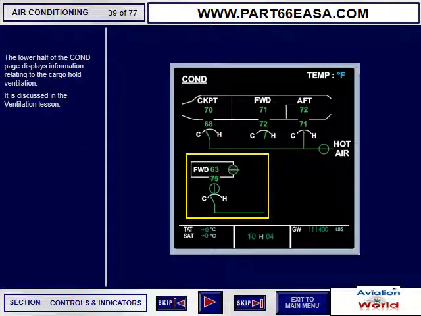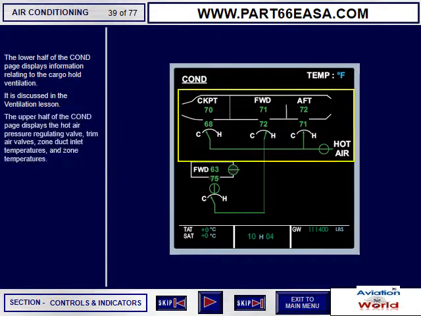The lower half of the condition page displays information relating to the cargo hold ventilation. It is discussed in the ventilation lesson. The upper half of the condition page displays the hot air pressure regulating valve, trim air valves, zone duct inlet temperatures, and zone temperatures.